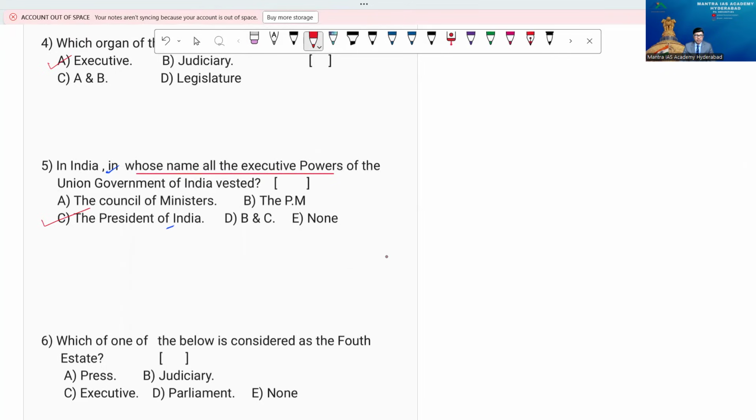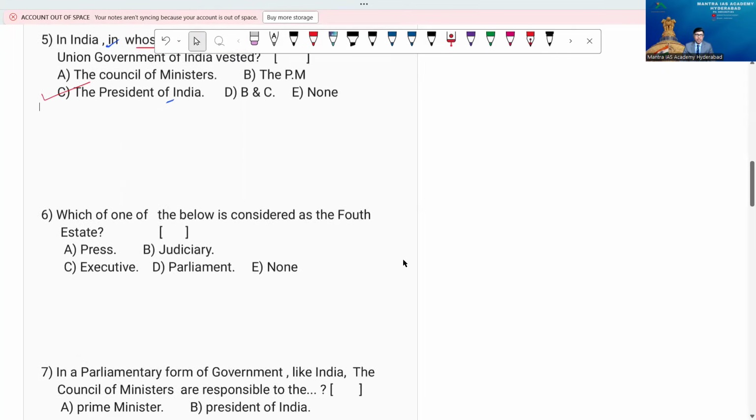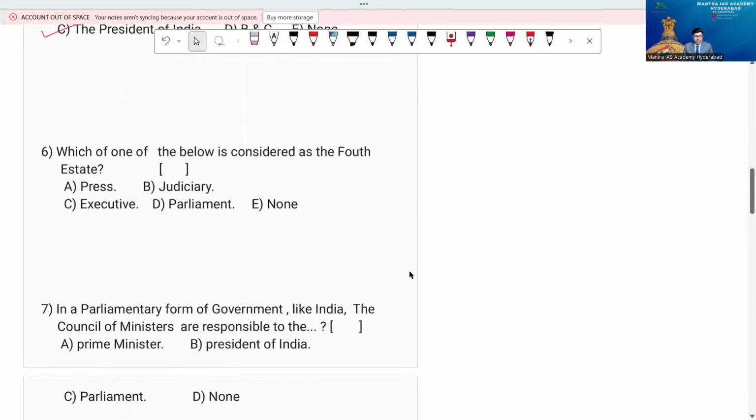Then the next question, the same thing I just asked you: which one of the below is considered the fourth estate? Press is called the fourth estate, my dear. It's called the fourth estate.